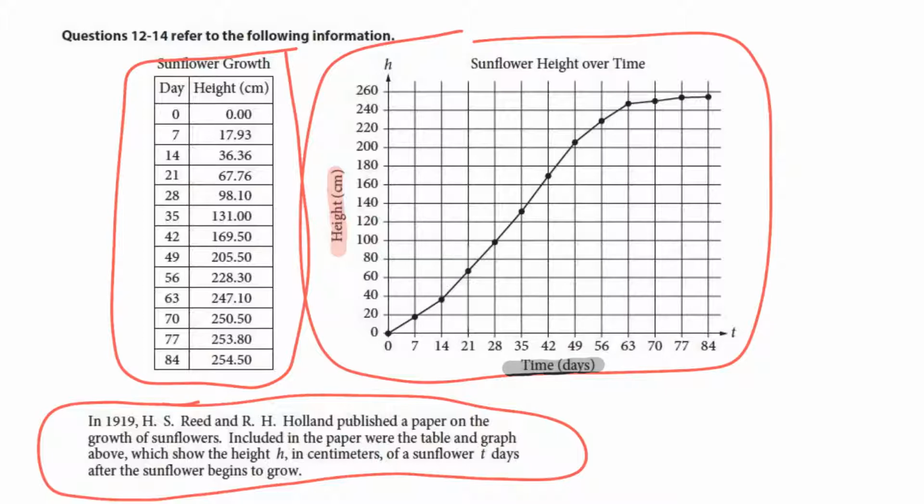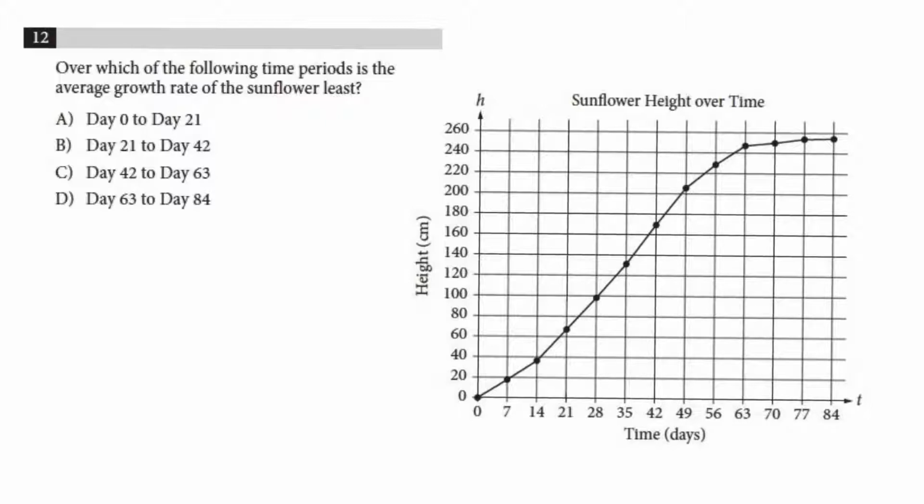So let's just dive in. Let's start with number 12. Of which of the following time periods is the average growth rate of the sunflower the least? Okay, so we want the average growth rate the least. Well, the growth rate is going to be the change in height over the change in time. Well, that's going to be the slope of the graph. So we want to know where the slope of the graph is the least. Let's just eyeball it to start, get a general idea, and we might be able to pick a solution just based on that.